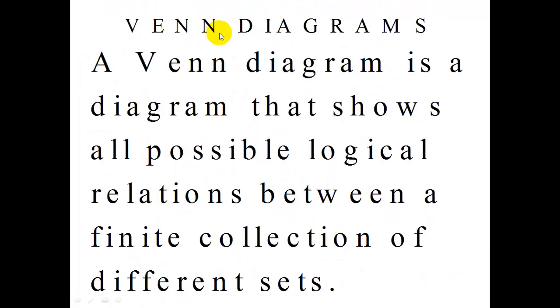Now, let's consider a Venn diagram. A Venn diagram is a diagram that shows all possible logical relations between a finite collection of different sets.